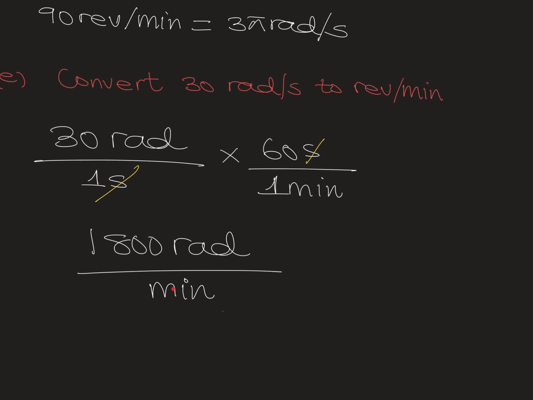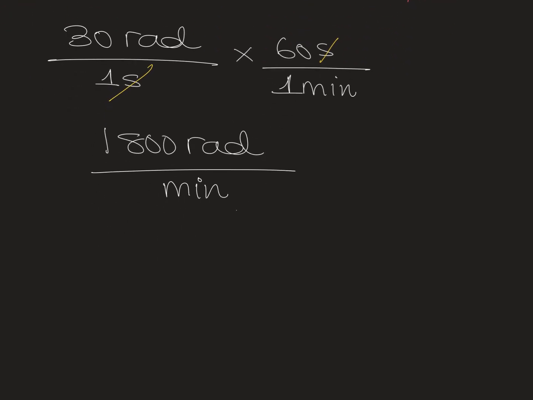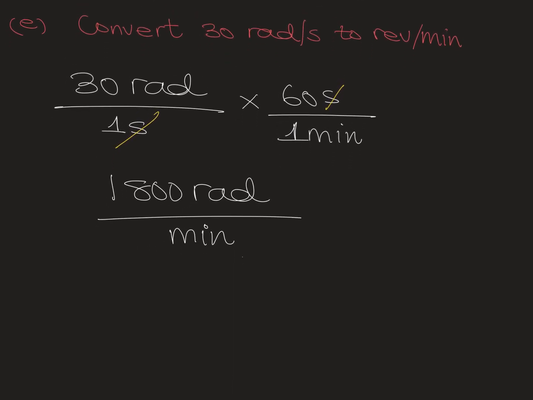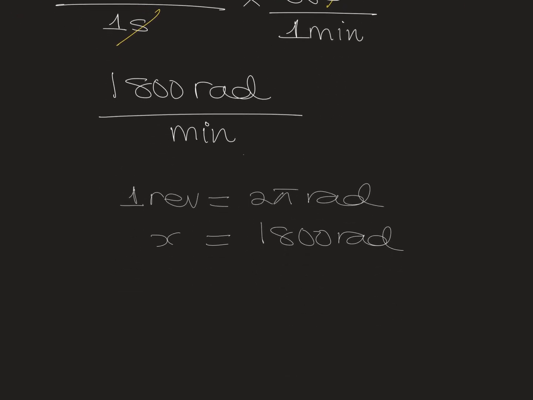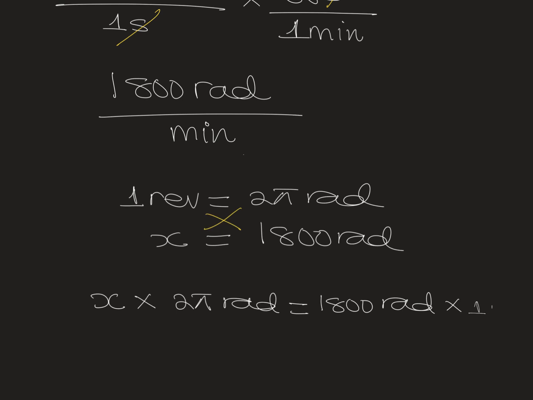So what do we do next? We have expressed time in minutes, but radians has to be converted to revolutions. We know that 1 revolution is equal to 2 pi radians. So what is 1,800 radians? That will be equal to x. We cross multiply. X times 2 pi radians is equal to 1,800 radians times 1 revolution.